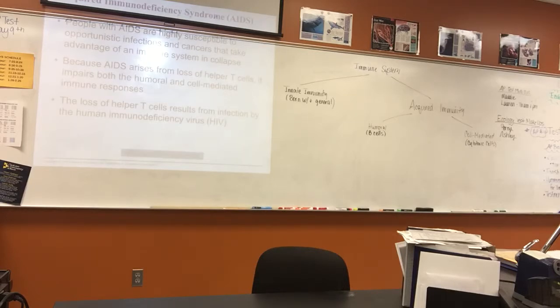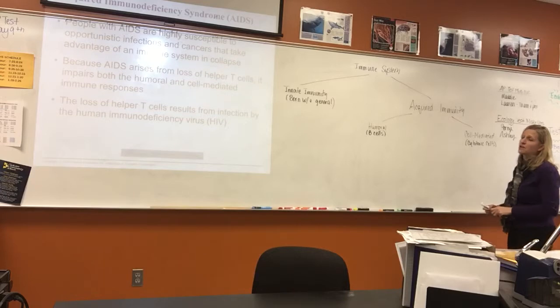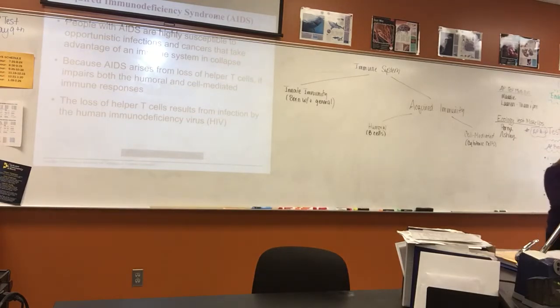All right, and the last thing here, with the suppressed immune system and immunodeficiency, is another acquired immunodeficiency, acquired immunodeficiency syndrome, otherwise known as AIDS. People with AIDS are susceptible to infections and cancers that take advantage of the immune system in collapse. Why is the immune system in collapse? Because AIDS arises from the loss of helper T cells. So it impairs both the humoral and cell-mediated responses. This loss of helper T cells is because of the effects of the virus called HIV. So the HIV virus is the pathogen. It affects the helper T cells, which then affects the immune system.